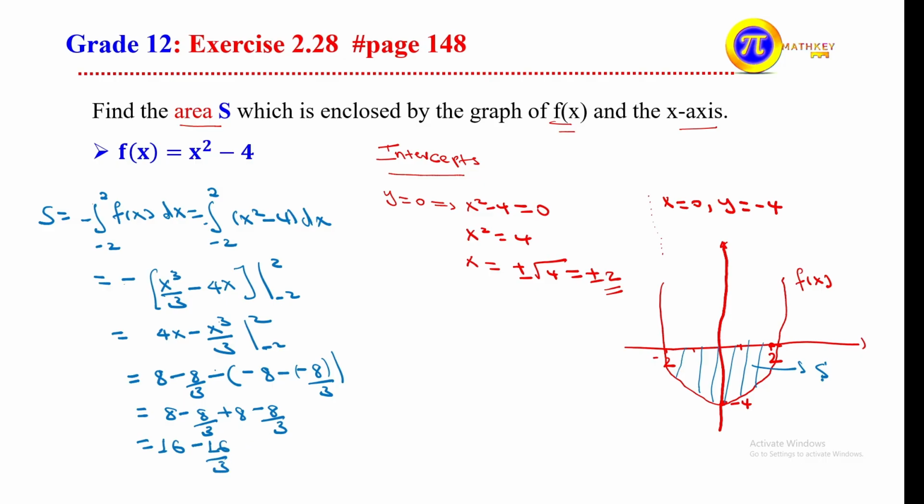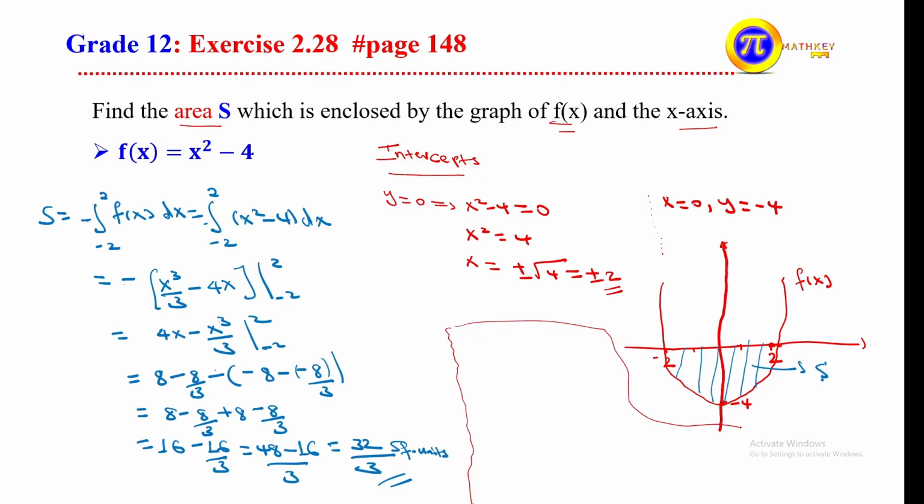The LCM is 3, so 48 minus 16, which is equal to 48 minus 16 over 3. The result becomes 32 over 3. ሆኗል ማለት ስኩዌር ሜትር ከሆነ ስኩዌር ሜትር እንላለን፣ ሴንቲሜትር ከሆነ ስኩዌር ሴንቲሜትር እንላለን። So this is the area that we want to find. ኤሪያችን ይሄ ይሆናል። Or if you want, you can take the integration directly, integrate ማድረግ እንችላለን። If necessary, we can integrate directly.